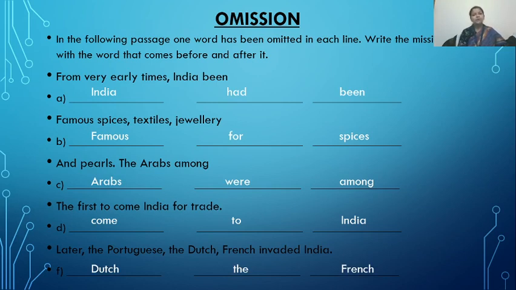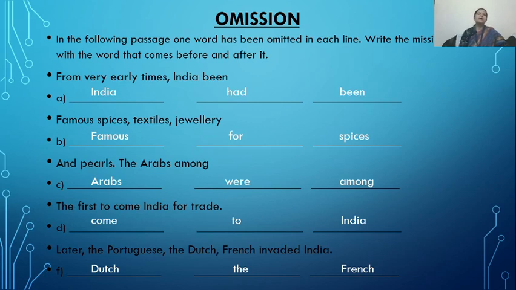So, I hope omission must be clear to everybody, how you will solve. In editing, you have corrected the mistake. There was already a mistake in the sentence in editing and you have corrected it. But in omission, the word is omitted. It is not written. So we have to find out the place where the word is omitted and write the correct answer also.